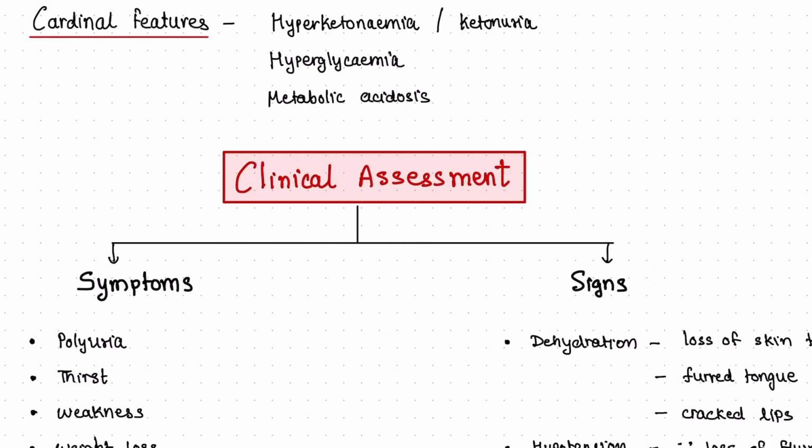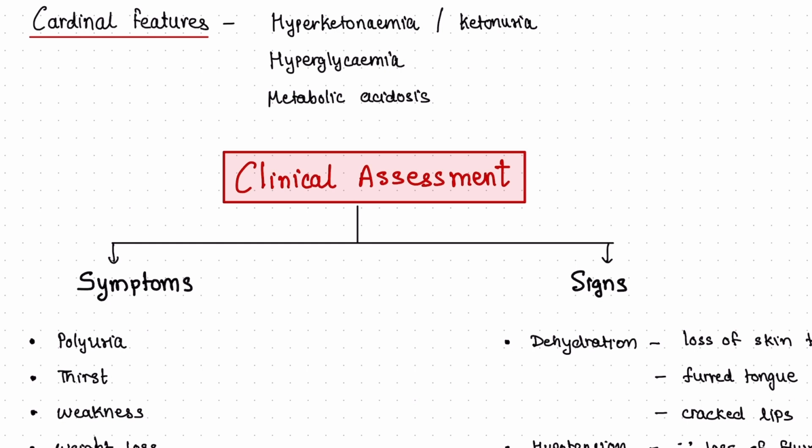Now after the pathophysiology, let's understand the cardinal features of diabetic ketoacidosis. So the first cardinal feature is hyperketonemia or ketonuria, second is hyperglycemia, and third is metabolic acidosis. Because of these three cardinal features, the majority of the symptoms arise.